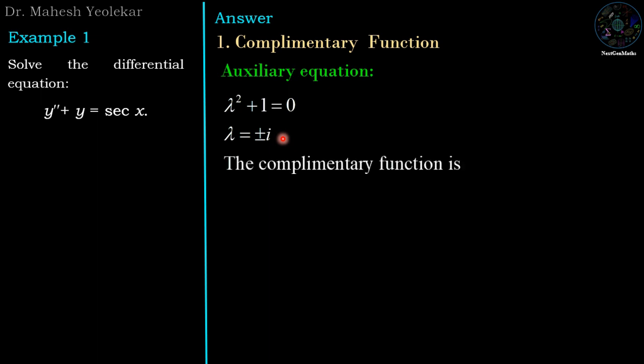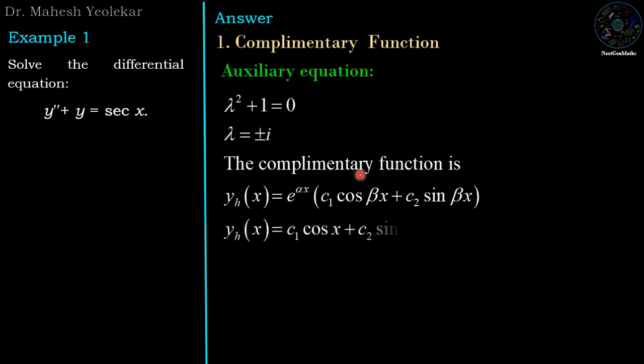Therefore, the complementary function is in the form yh equal to e to the power alpha x times (c1 cos beta x plus c2 sin beta x). Here alpha and beta are the real and imaginary parts of lambda. So the real part is 0 and the imaginary part is 1. Therefore, alpha equals 0 and beta equals 1. Substitute those values in yh. So e to the power 0 is equal to 1, and the solution is c1 cos x plus c2 sin x.